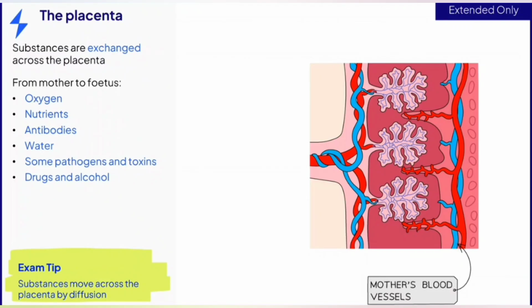Other substances are moved in the opposite direction across the membrane. Waste products, including urea and carbon dioxide, move from the fetal blood supply to the maternal blood supply by diffusion across the placenta.